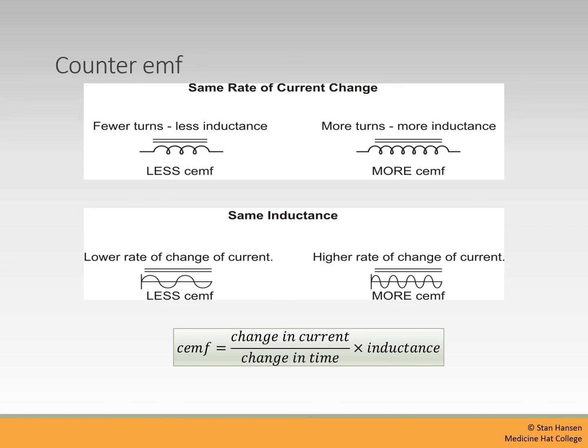The faster I have that change, the more induced EMF I'm going to have, so more counter EMF I'm going to have. We have a formula which says counter EMF is equal to the change in current divided by change in time, which is my rate of change, multiplied by the inductance of the coil. So the counter EMF is both directly proportional to the rate of change as well as directly proportional to the inductance of the coil.